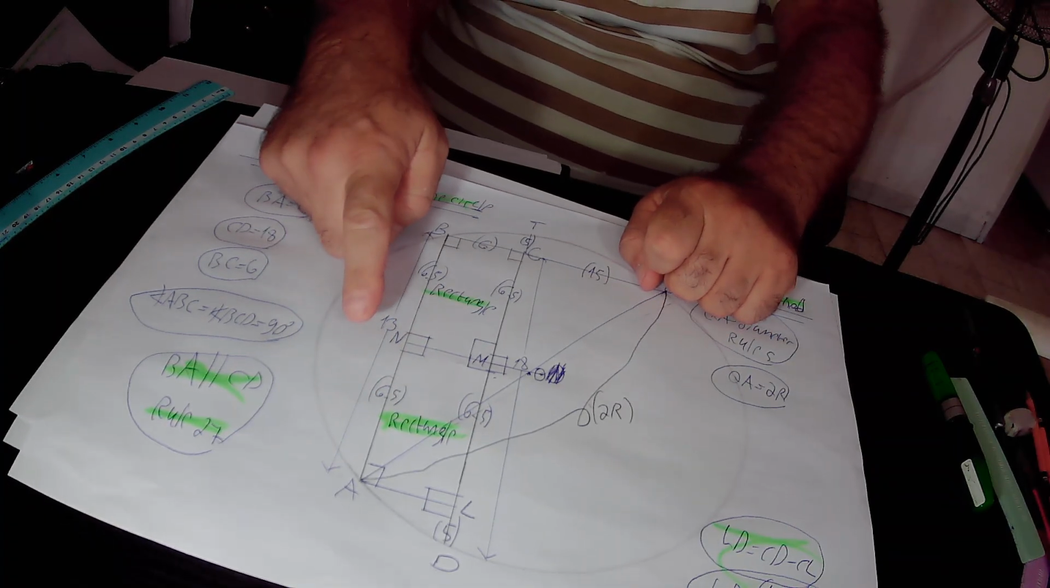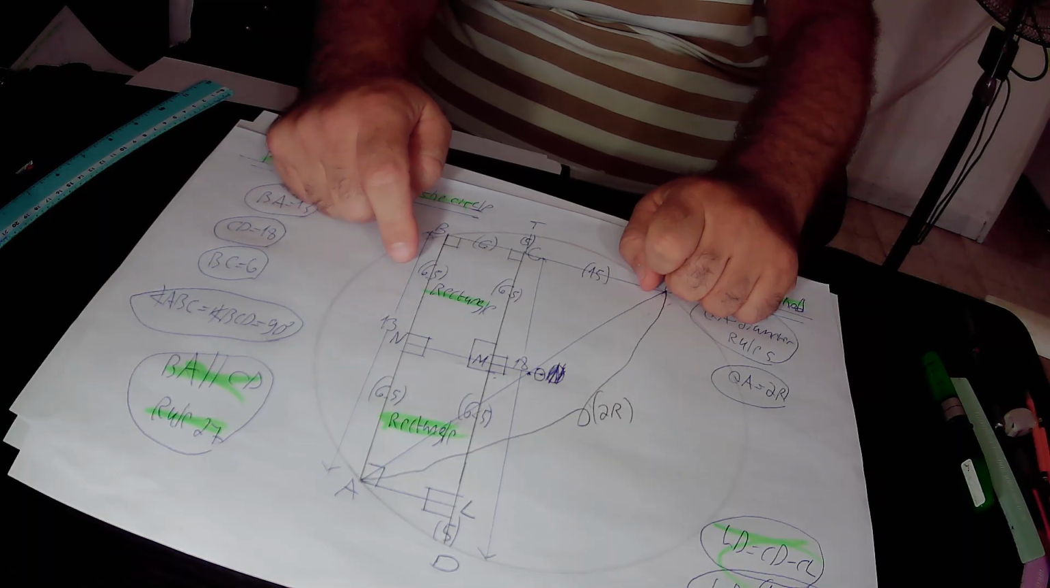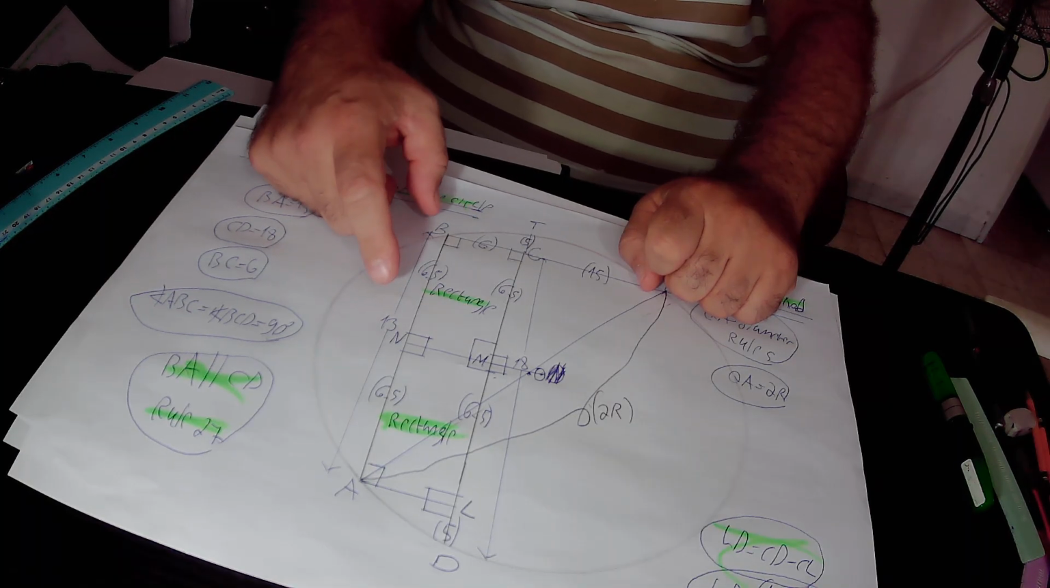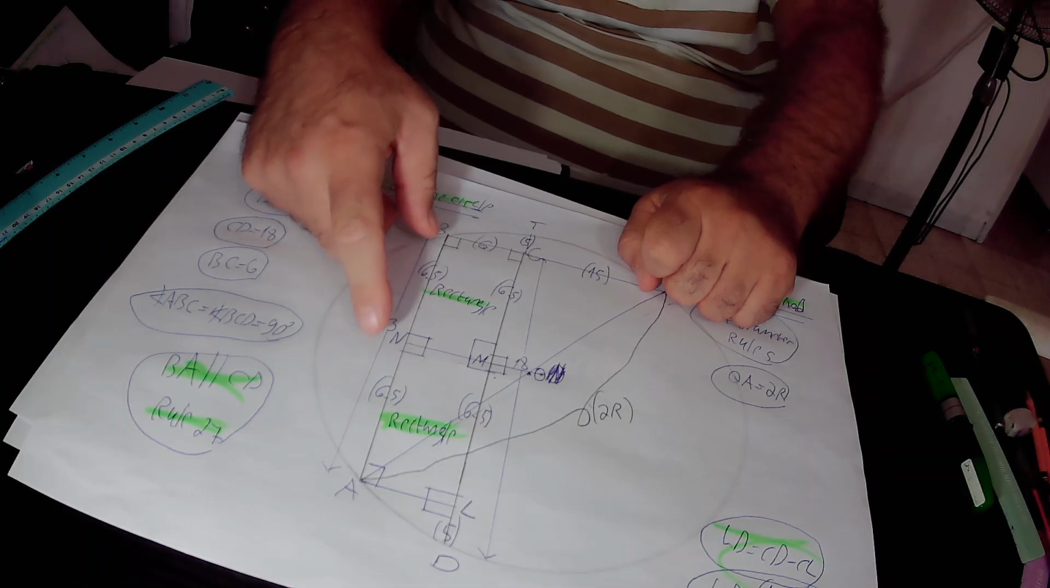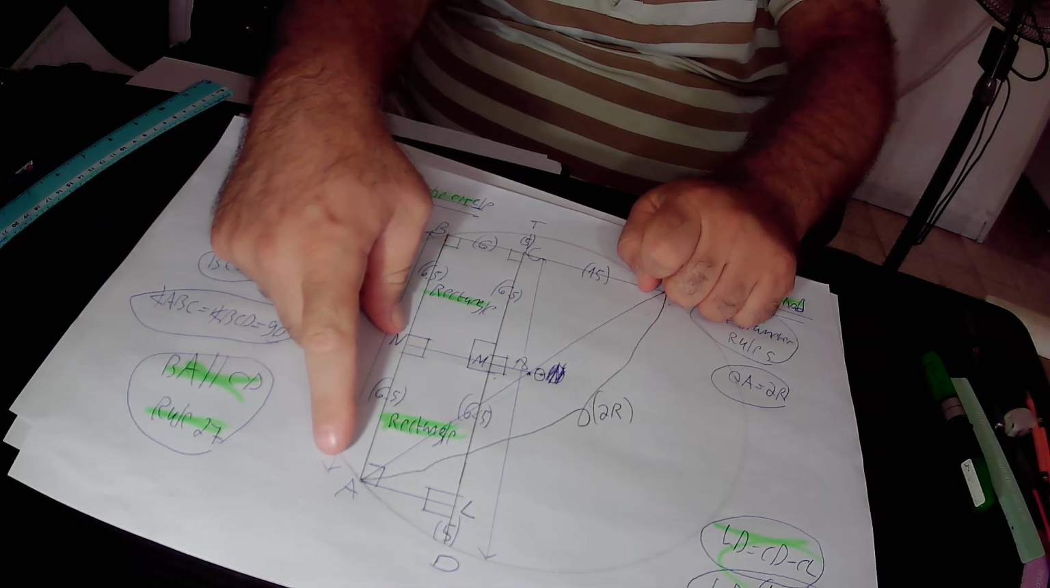BA in total is 13. Half of 13 is 6.5. So the first half BN is 6.5, and the second half NA is also 6.5, according to Rule 19.